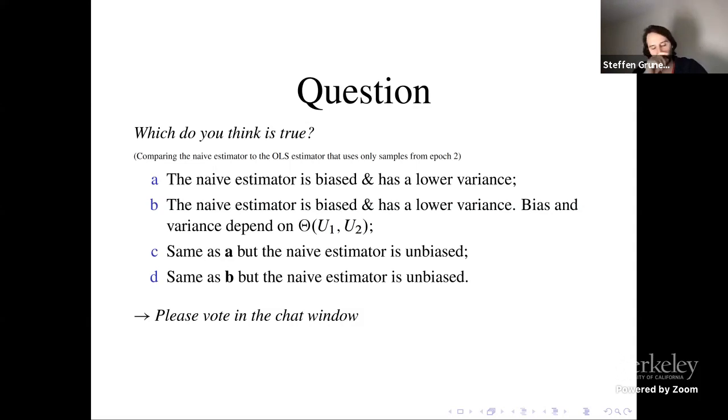I was thinking it might be interesting to make this a bit more interactive. I don't know if the chat is open now. Can I ask this question first? I want people, if possible, to type in A, B, C, D, their guesses about these estimators, comparing the estimator just discussed with the ordinary least squares estimator that only uses samples from epoch 2. If you'd like to vote in the chat, I would be very happy to get your intuition. And yes, please, the question.